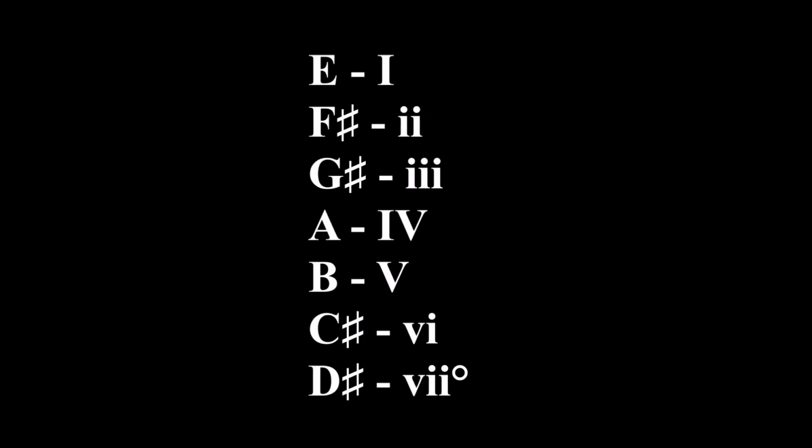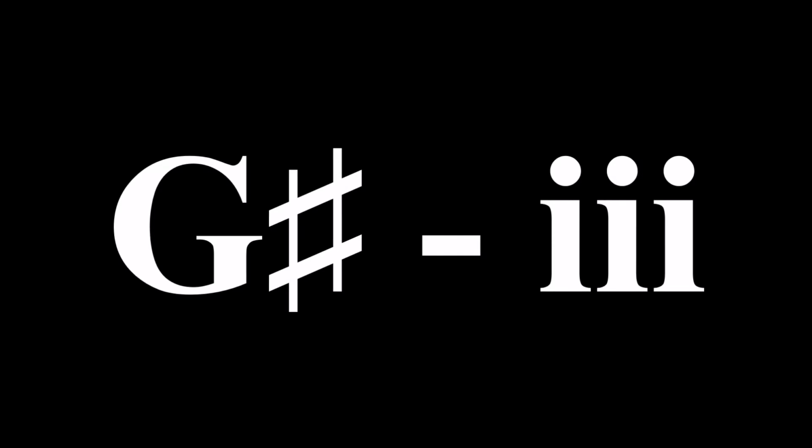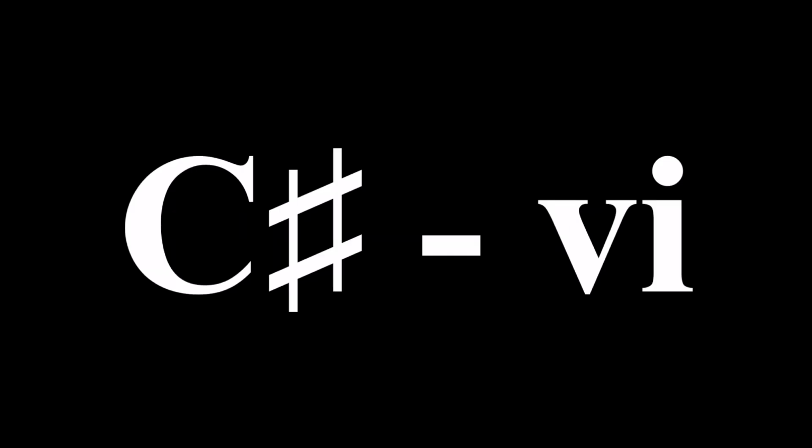Roman numerals indicate each chord's position relative to the major scale. Chord 1 is based on the note E. Chord 2 is based on the note F sharp. Chord 3 is based on the note G sharp. Chord 4 is based on the note A. Chord 5 is based on the note B. Chord 6 is based on the note C sharp. And chord 7 is based on the note D sharp.